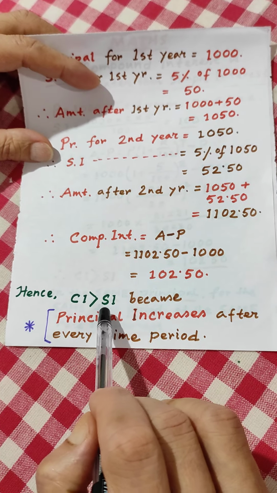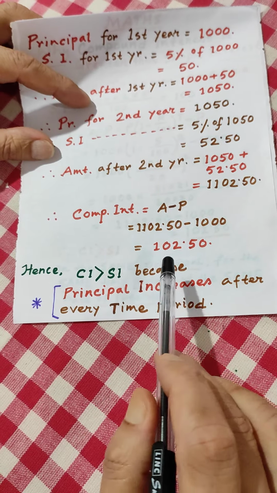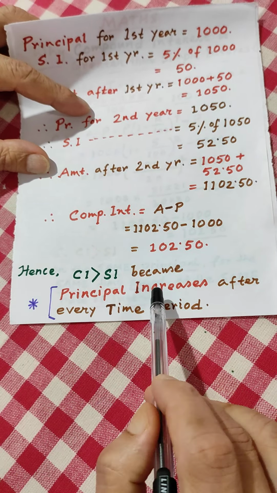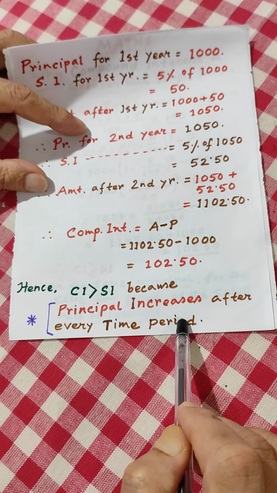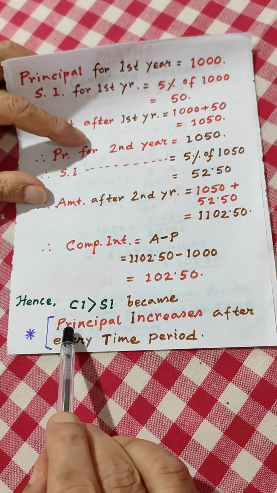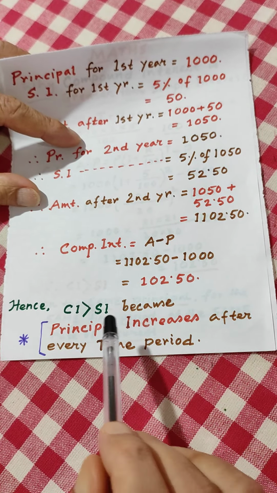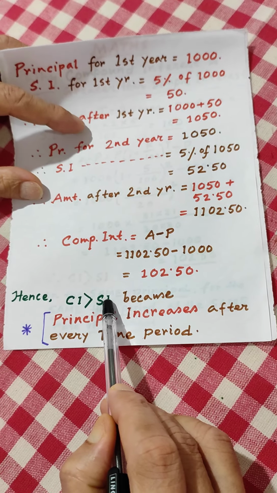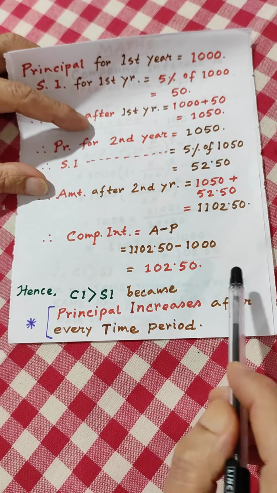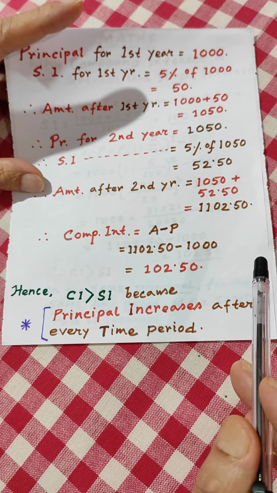This is the reason why the interest also goes on increasing, and finally what do we get? Compound interest is always greater than simple interest. So what is the reason? Because the principal goes on increasing after every time period. So note carefully, in the case of compound interest, the principal increases after every time period, and this is why compound interest is always greater than simple interest for a given sum of money, for a given time period, and for a given rate of interest. Okay?